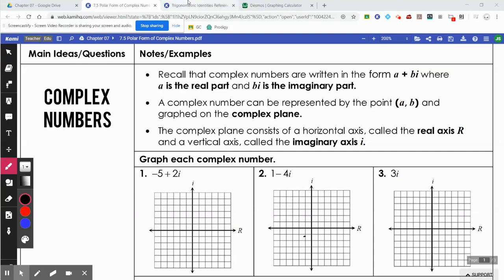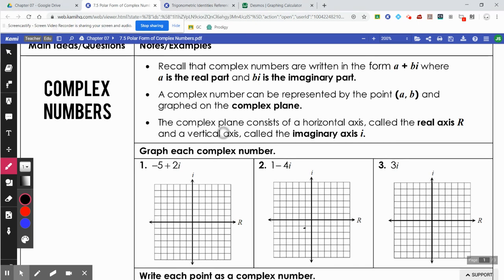Okay, in this lesson, we're going to be talking a little bit more about complex numbers. Let's recall a little bit of what we know or remember about them. Recall that complex numbers are written in this form, a plus bi, where a is the real part and bi is the imaginary part. So every complex number has the real and imaginary.